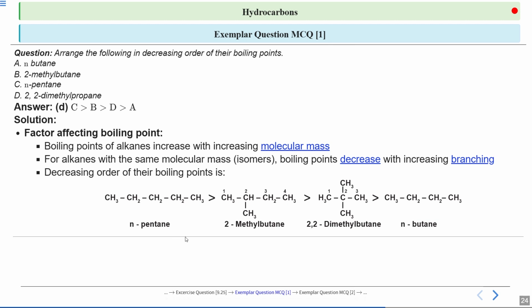So what you can say about this whole series is that the carbon atoms have the same count except the butane, and the hydrogen atoms also have the same count. So basically, with the decrease in branching, the boiling point is increasing from 2,2-dimethylpropane to 2-methylbutane and finally to n-pentane. But n-butane, which has the smallest molecular mass, is last, despite having less branching as compared to 2,2-dimethylpropane, due to the higher molecular mass of 2,2-dimethylpropane.